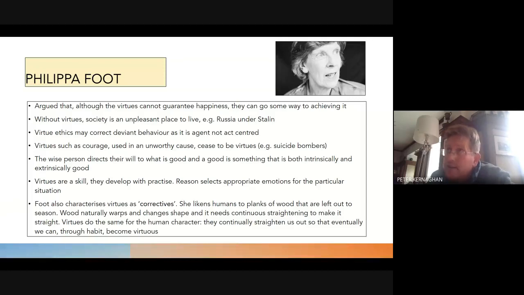Now, how does she establish the meaningfulness of terms? Well, she just says that they're pragmatically, intuitively real or true. For example, a society without any virtues is a very unpleasant place. Russia under Stalin was not a nice place to live because people were not virtuous. Any society that doesn't correct deviant behavior is not a nice society. As it's not agent-centered, it's not a good place to live. So we need virtues. They're pragmatically necessary is kind of the argument. She's not making a transcendent claim. She's saying these are what we need to have a good society.